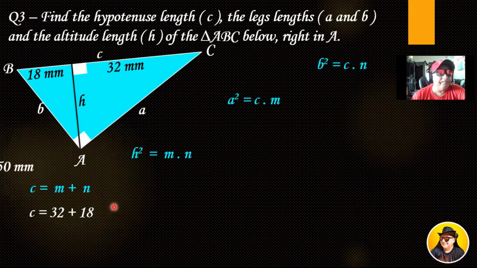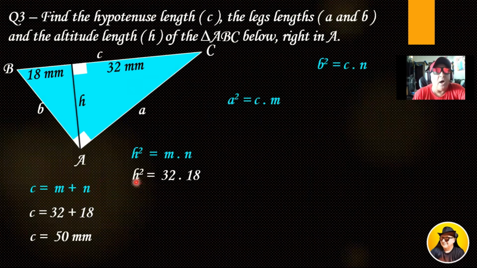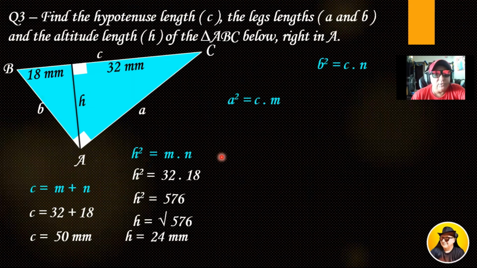Well, it is 50. So C is 50 millimeters. All right. Now let's go ahead because we already know C. Well, we can easily find the altitude. So H squared is 32 times 18. That is 576. So now we can take the square root. H is the square root of 576. So it is 24. So the altitude is 24 millimeters.